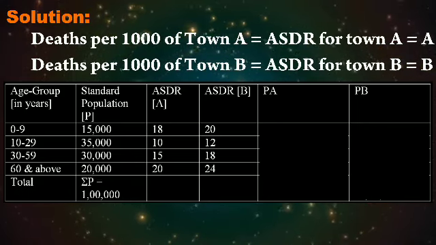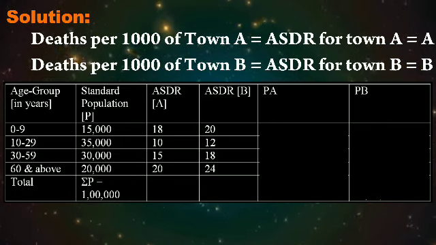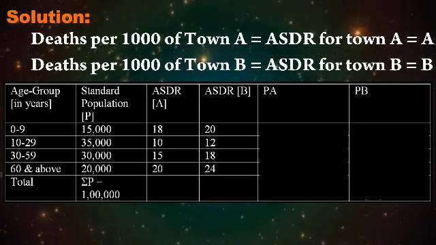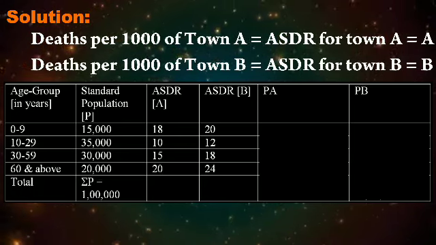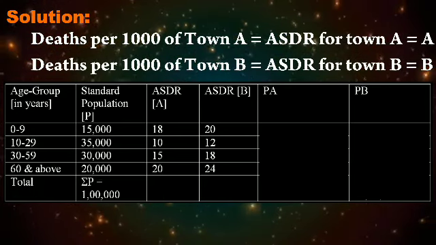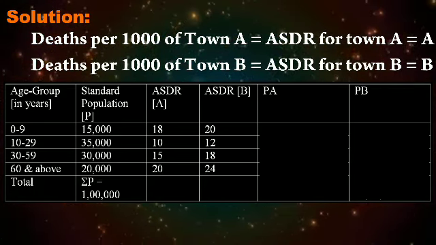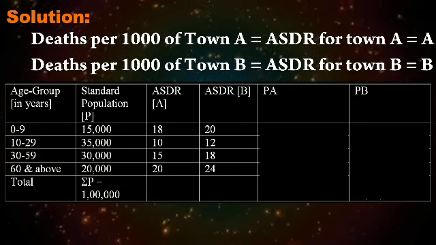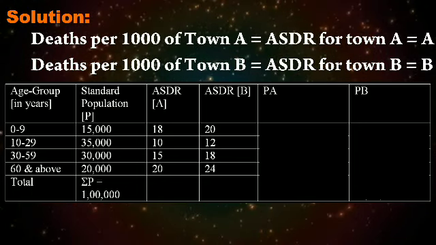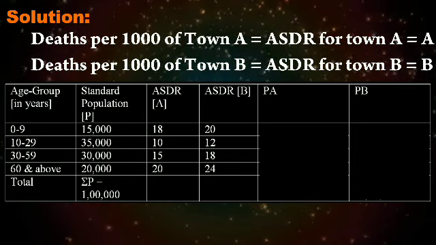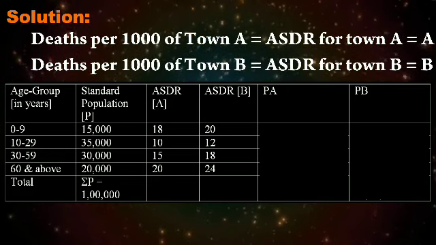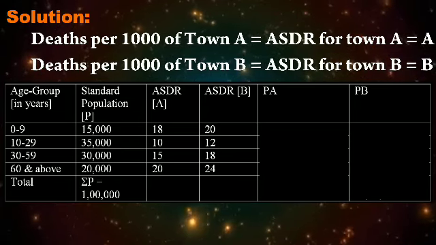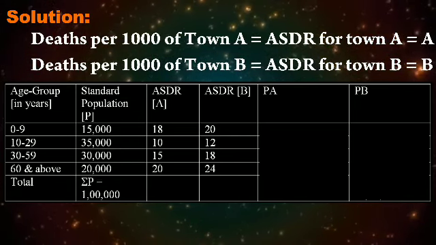So, the solution part: draw the table and consider the data given in the question. Different age groups are given. Consider the standard population, which helps you find the product of PA and PB, based on which standardized death rates are found. After that, consider the given ASDR values of A and B. ASDR of A is 18, 10, 15 and 20. Similarly, ASDR of B is 20, 12, 18 and 24.